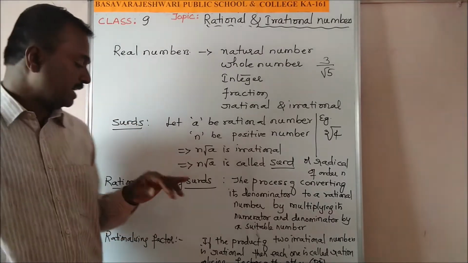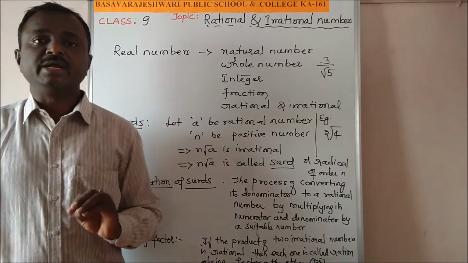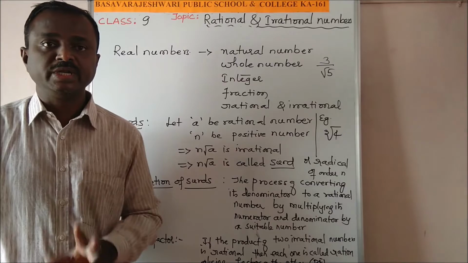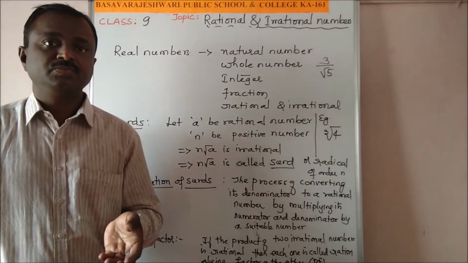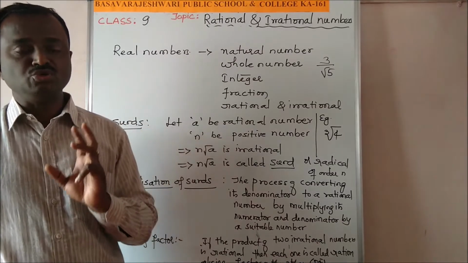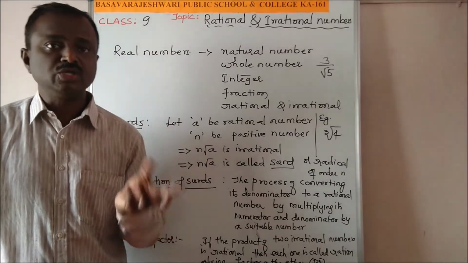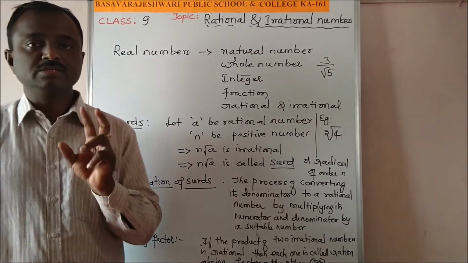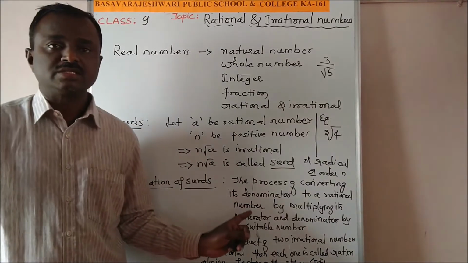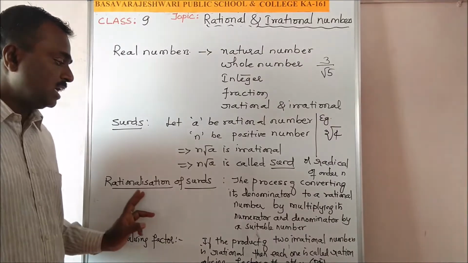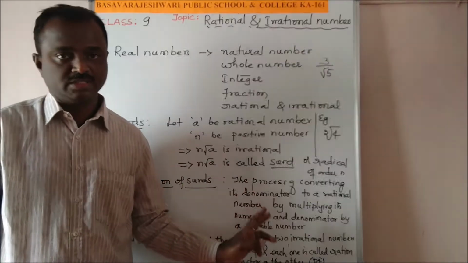So what is meant by rationalization of surds? It is the process of converting the denominator into a rational number by multiplying its numerator and denominator by a suitable number. This process is called rationalization of surds.